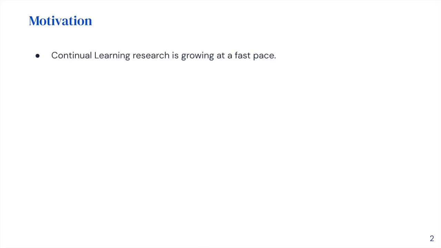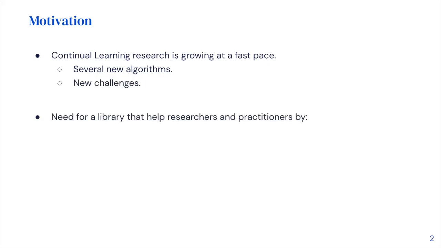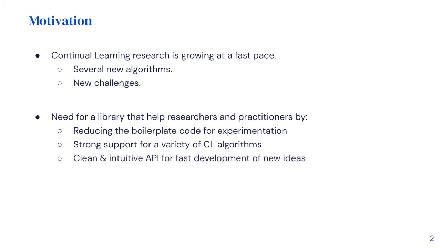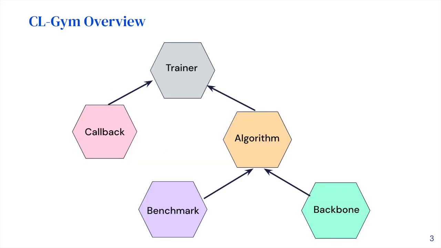We know that continual learning research is growing very fast, with many new algorithms being introduced every month, and with new research, new challenges arise. So we believe that both researchers and practitioners need a library that can reduce the boilerplate and repeated code for continual learning, has strong support for various algorithms, and finally has a clean and intuitive API for research and development of new ideas.